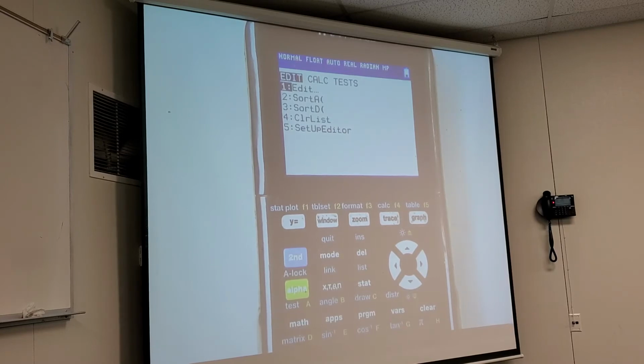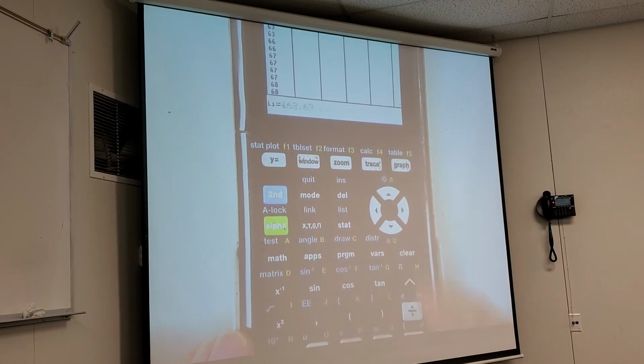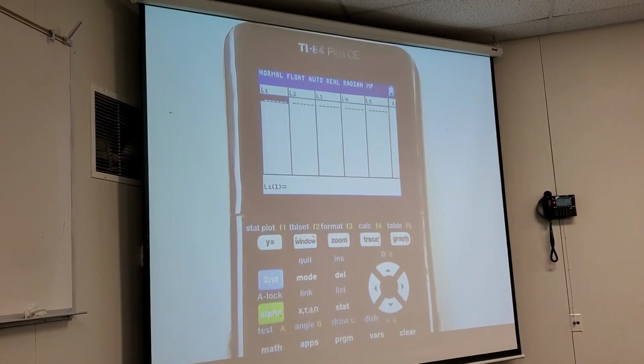All right, so the first thing I've got to do is put data in, and that's edit. We're going to be doing this quite a bit in this class. A huge part of statistics is data entry, which is really fun. So hit enter. Some of you might have more stuff in yours, so I'm going to clear this. If I go up to L1 and hit clear, enter, it'll be clear.